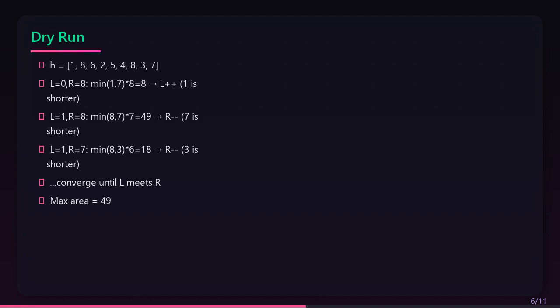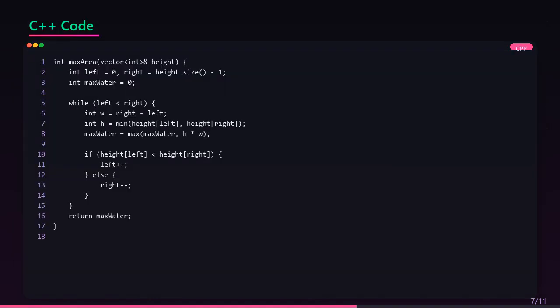Left 1 height 8, right 7 height 3. Area is 3 times 6 equals 18. Move right. Keep going until left meets right. The maximum area found is 49. Correct. Here's the code. Simple and clean.